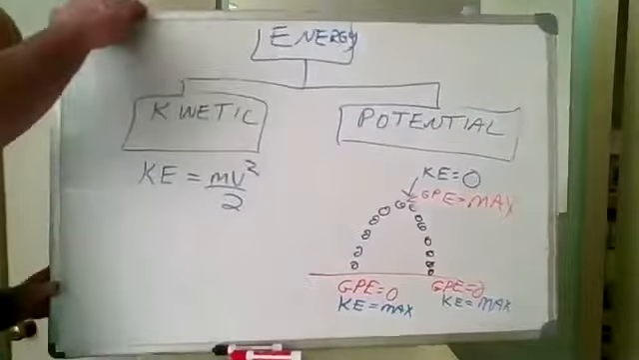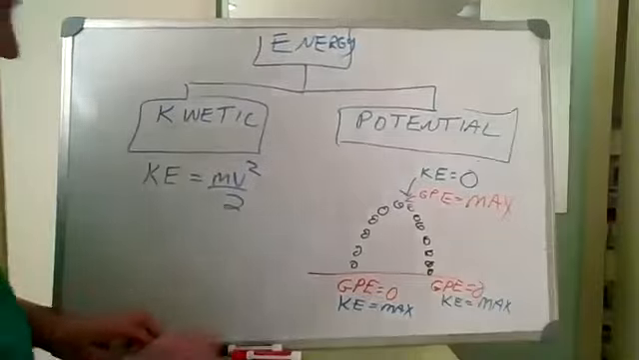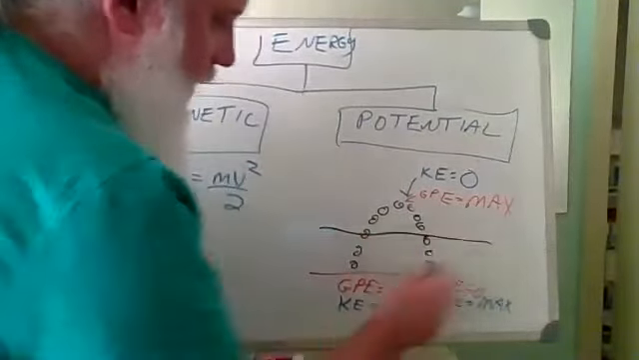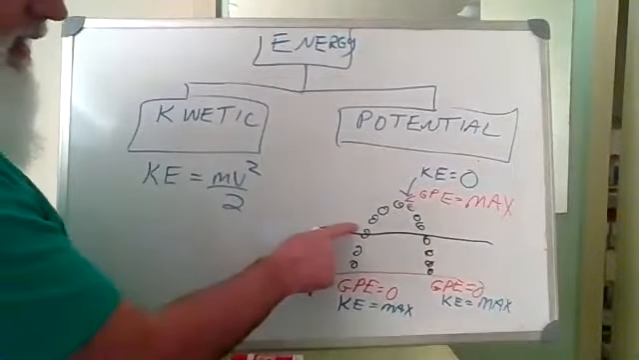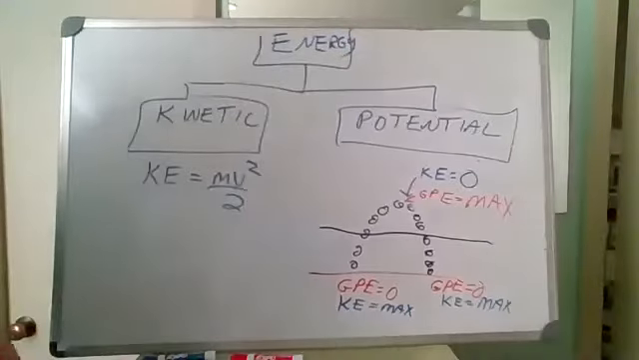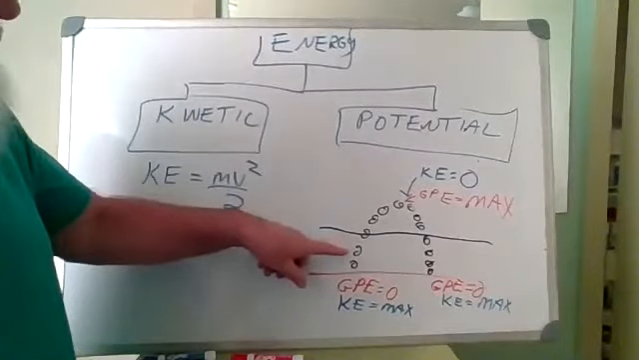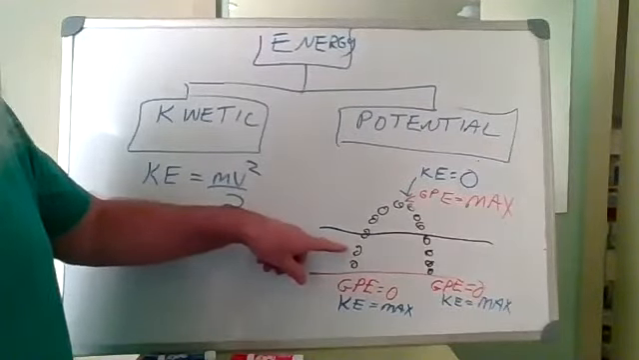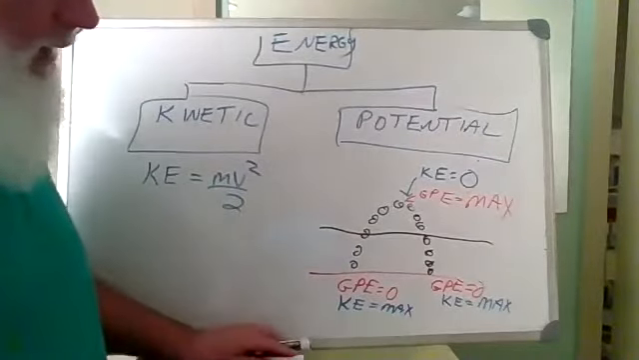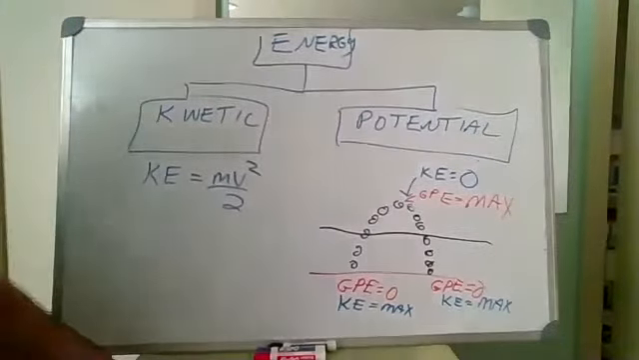So in other words, looking for another color marker here. When it's halfway up, let's suppose that's halfway, the energy is half kinetic and half potential. When it's 1/4 of the way up, the energy is 3/4 kinetic and 1/4 potential, right? So you can very easily calculate the energy anywhere in the journey of the ball.